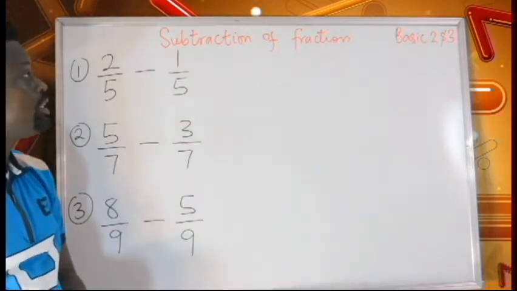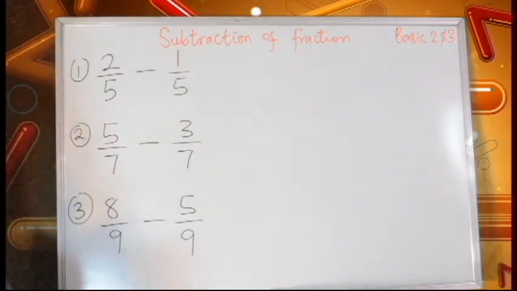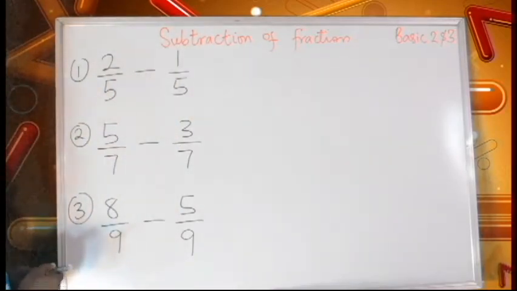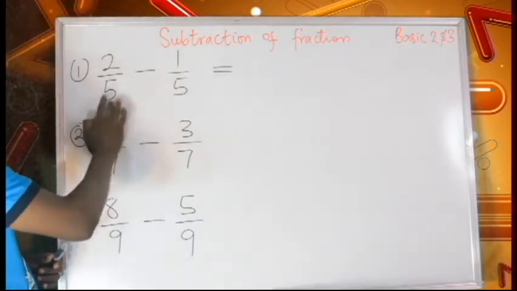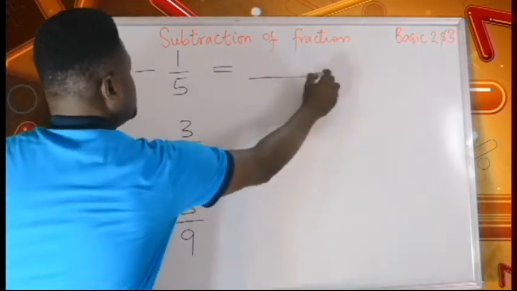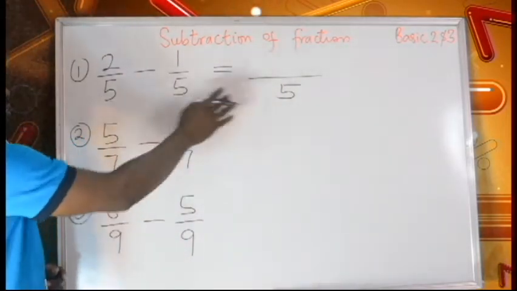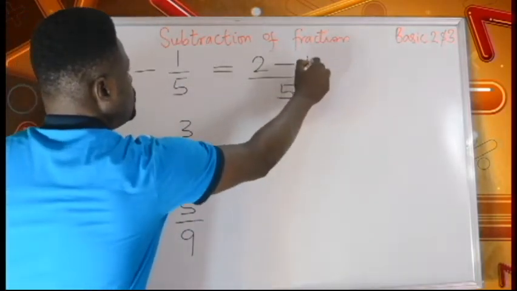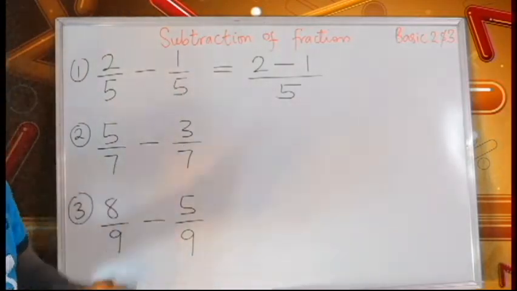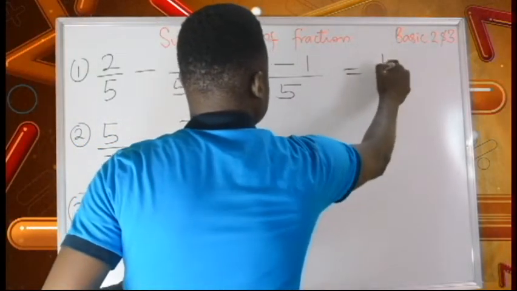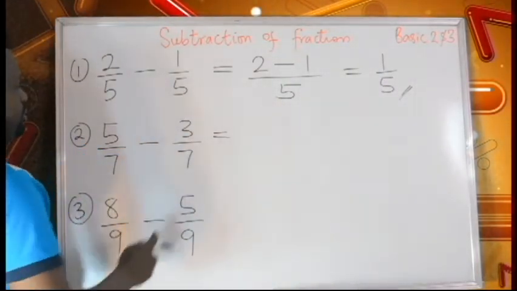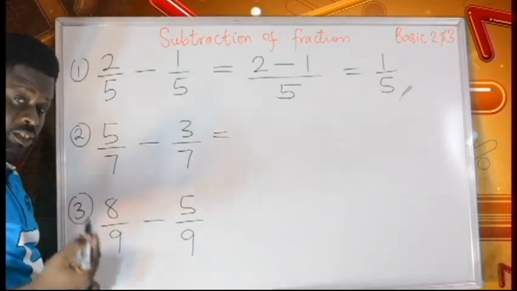Today we are looking at subtraction of fractions. The question is 2 over 5 minus 1 over 5. It is very simple. As long as the denominator is the same, just write it once. That's 5. Then 2 minus 1 is 1. So that will give us 1 over 5. And that's the end.